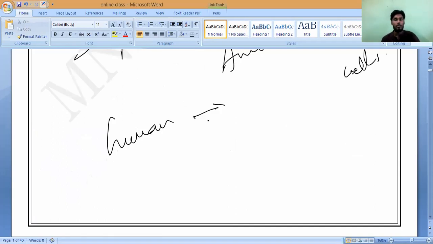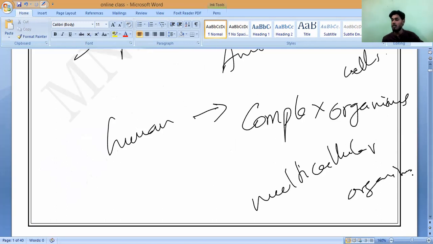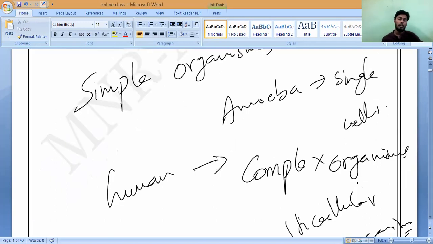Or else if you take the human being, human beings are made up of what? Millions and trillions of cells. So those are multicellular organisms, called complex organisms. What should we call them? Complex organisms, or multicellular organisms. Organisms which are made up of more than one cell are called multicellular organisms.